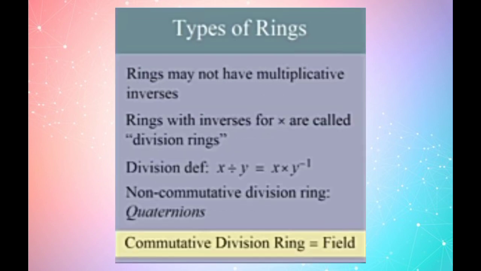Also, rings are not required to have multiplicative inverses. If a ring does have inverses under multiplication, then we call it a division ring. This is a very descriptive name because the presence of multiplicative inverses allows us to define division. Division rings may or may not be commutative. A classic example of a non-commutative division ring is the quaternions, a quirky four-dimensional analog to the complex numbers. But if a division ring is commutative, then we call it a field.